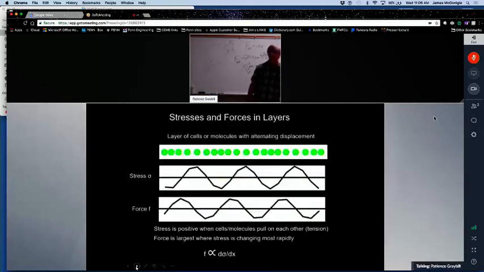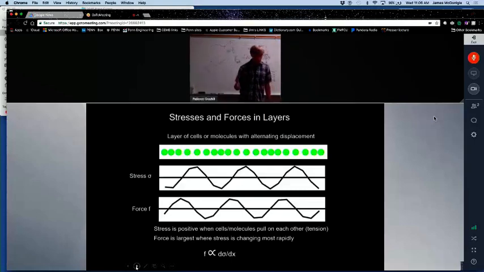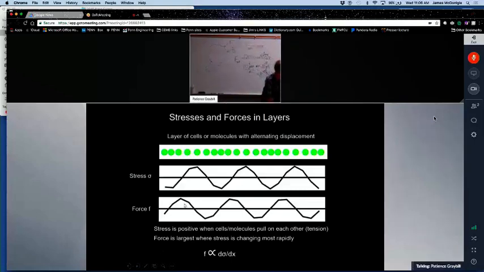Okay, and so that's the force distribution. Let's talk a little bit about measuring the stress. And to understand stress, just imagine a one-dimensional layer of cells or molecules with a varying displacement.